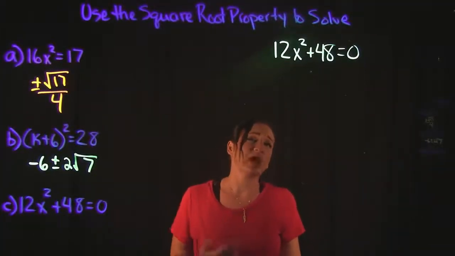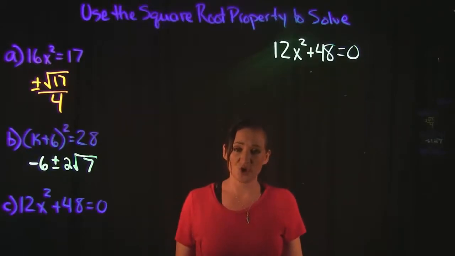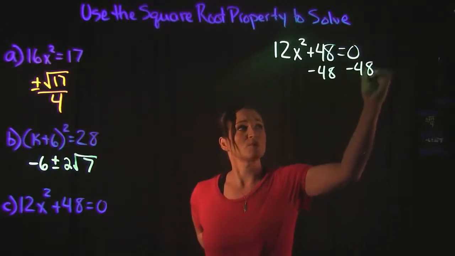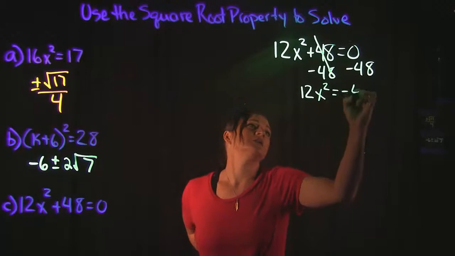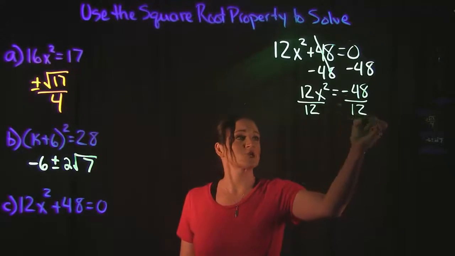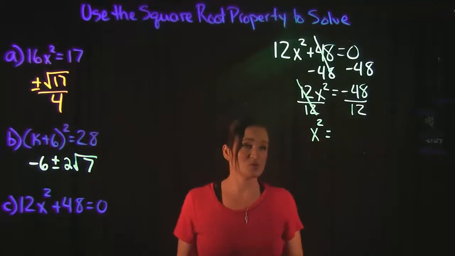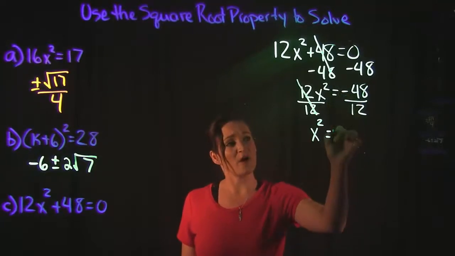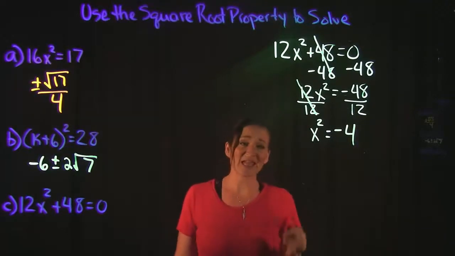For example C, we have 12x squared plus 48 is equal to 0. So let's focus on getting our x squared term completely by itself. In order to make that happen, we need to start by subtracting this 48 on both sides. 48 minus 48 cancels, so we drop down the 12x squared is equal to negative 48. Divide out the coefficient on both sides, so let's get rid of that 12 by dividing it out. 12 over 12 cancels, leaving us with x squared is equal to, now over here we had negative 48, we're dividing it by 12, negative divided by positive is negative, and 48 divided by 12 is 4. So we're left with a negative 4 here.